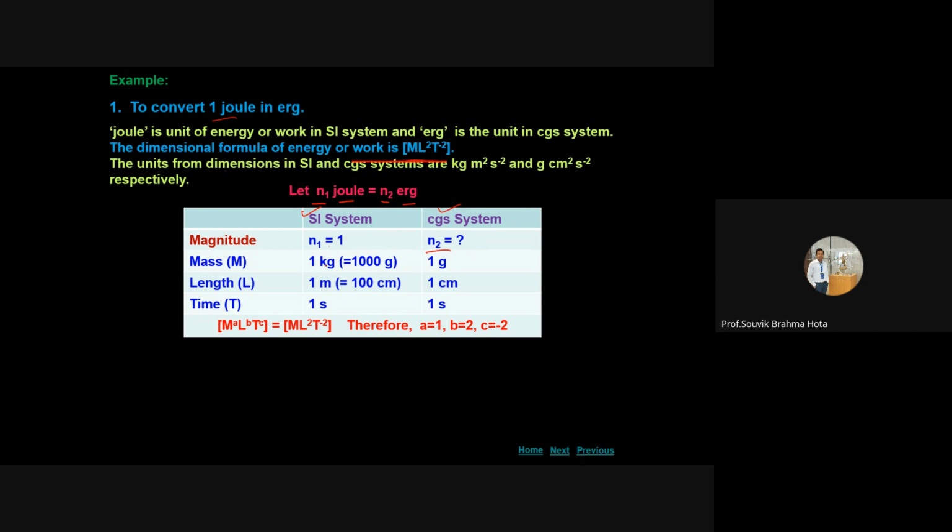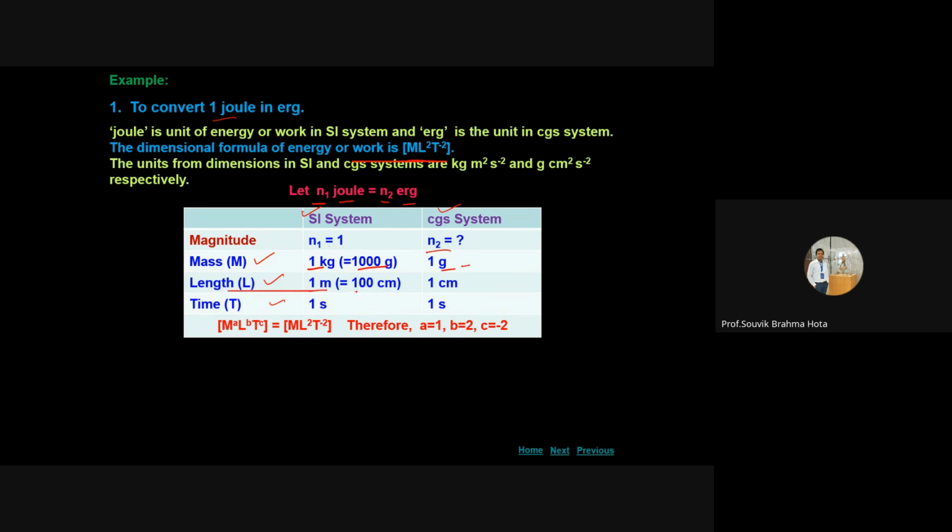So now you need to define what you mean by 1 joule. In 1 joule, what are the things in the dimension? M, L, T, these are the fundamental quantities. Now see, for mass it should be 1 kg, and 1 kg is equal to 1000 gram, because you need to convert it to gram now. If it is 1 kg here, it should be 1000 gram in CGS.